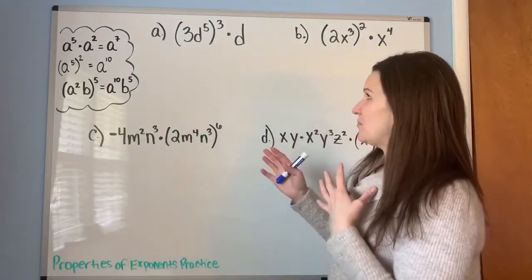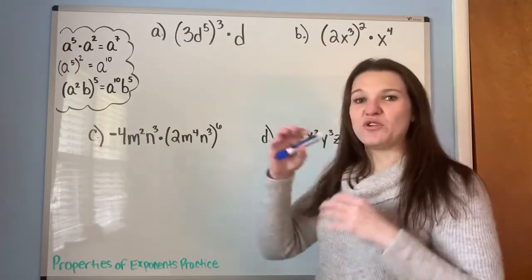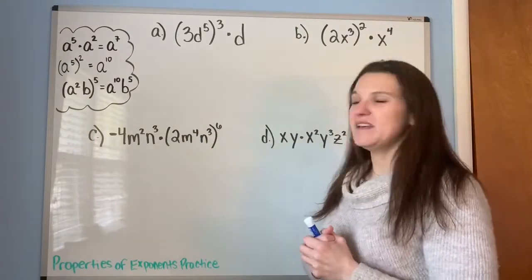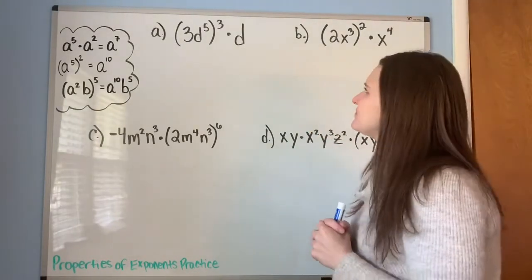So here's 4 examples, just like in the notes, that we're going to try together. We're going to use all of the different properties that we've learned and just take it piece by piece. So let's see what we have on the first one.